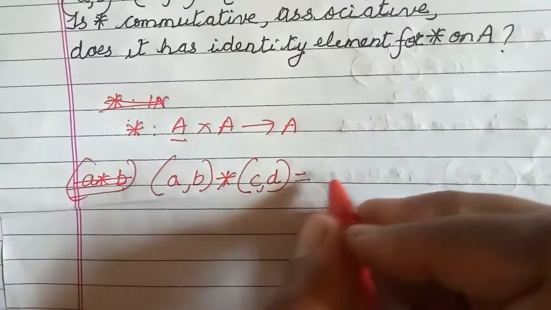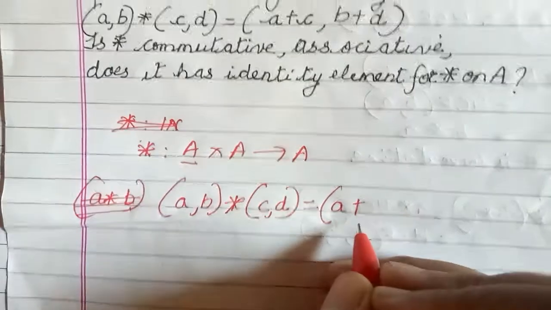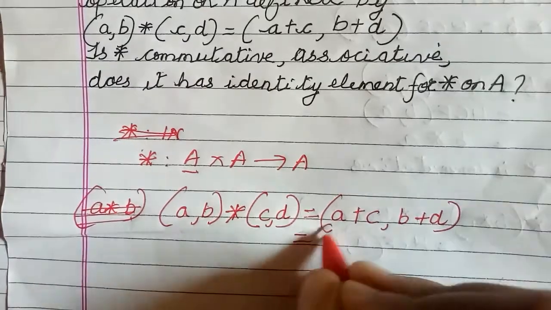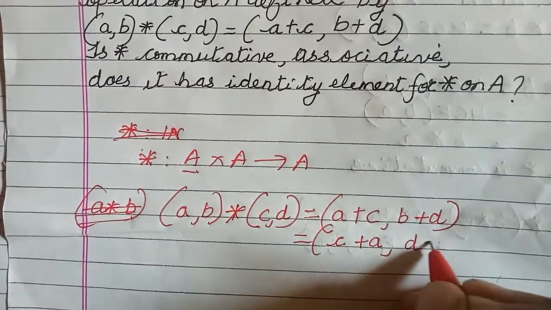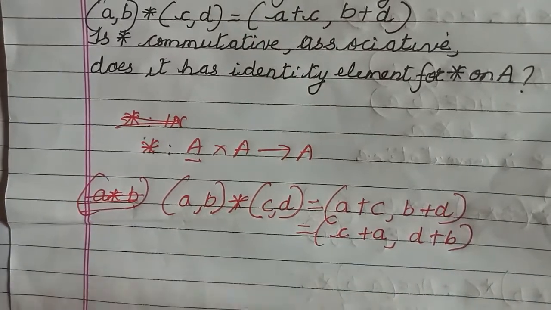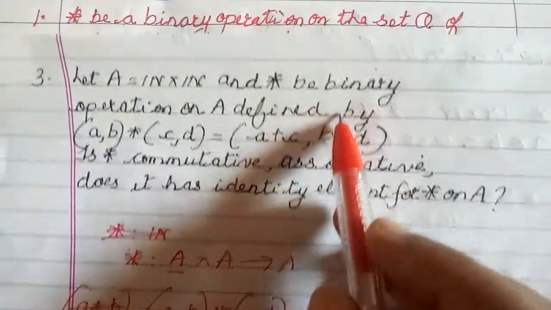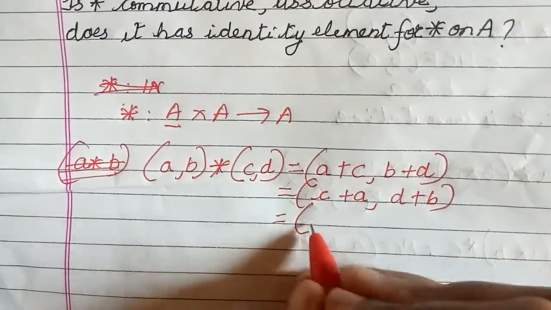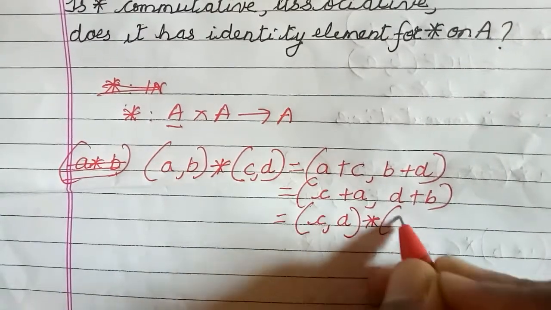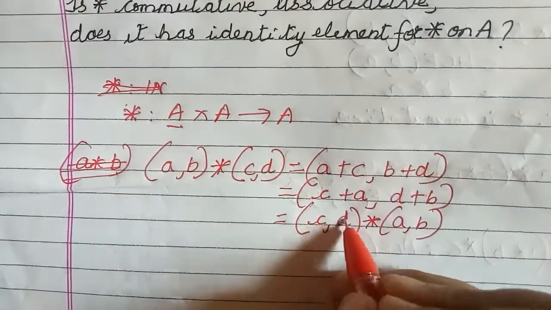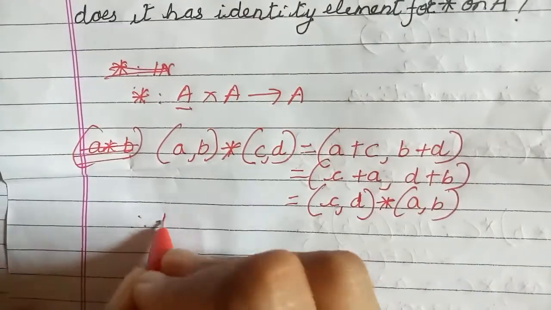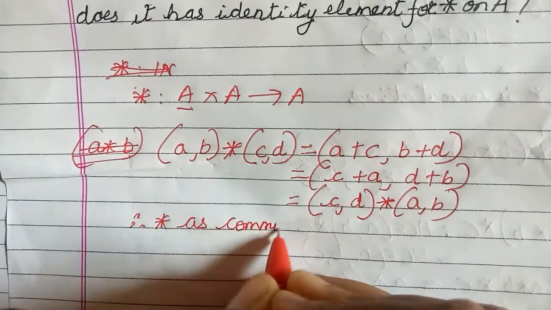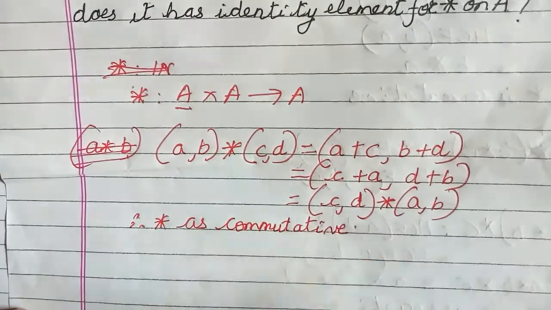So how will it be, children? It will be defined as, it is already given to you, (a plus c, b plus d). If you want, children, I can rewrite it as (c plus a, d plus b). I'm just changing the order because all are natural numbers, so 3 plus 4 and 4 plus 3 will be the same. So I am permitted to change the order. So this can be rewritten as (c, d) star (a, b), because this is c plus a and d plus b. Therefore my operation star is commutative anyhow.